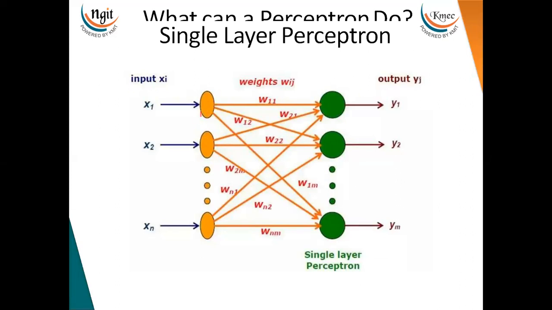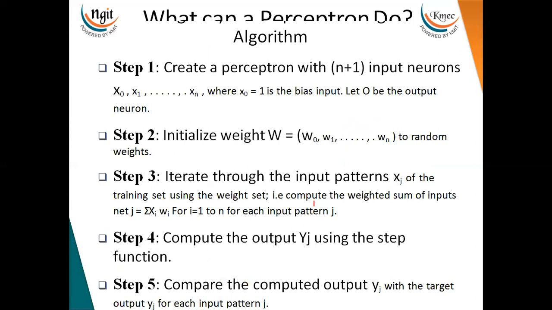Now, in the input layer, you have to take inputs from x1 to xn. And you will get the output from y1 to ym, and your weight will be wij. Okay, means first you have to consider your input and then your output. So such a perceptron is called a single layer perceptron, in which you are having only one input layer and only one output layer. Now, how to create it? What is the algorithm to create such a single layer perceptron?